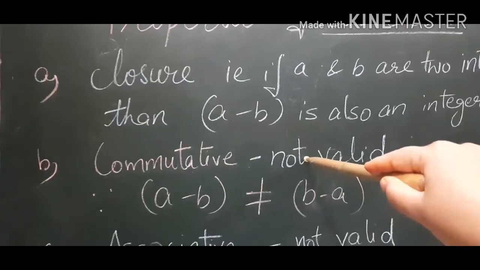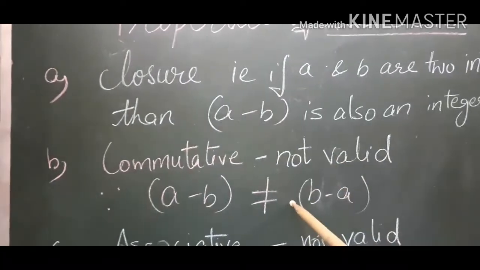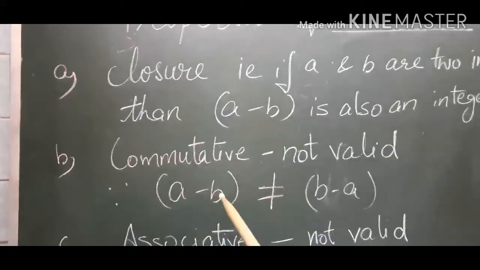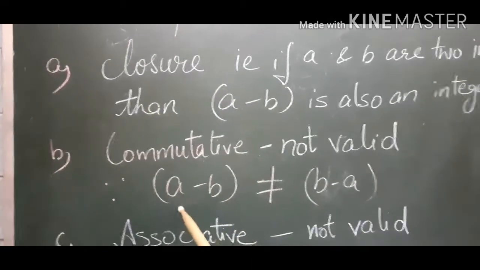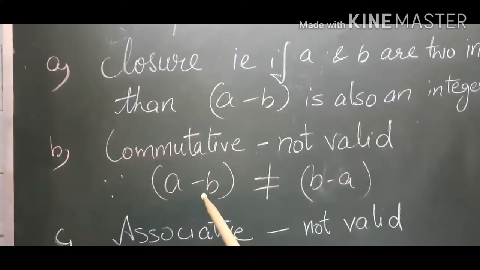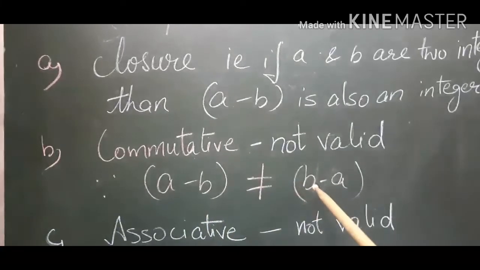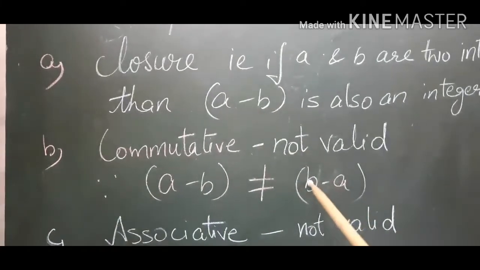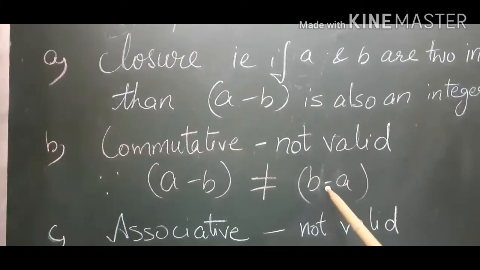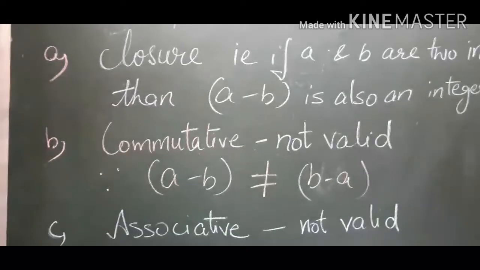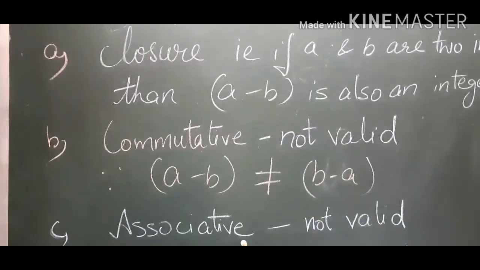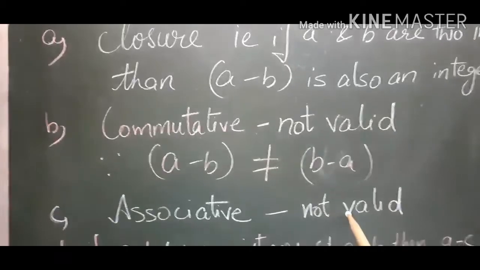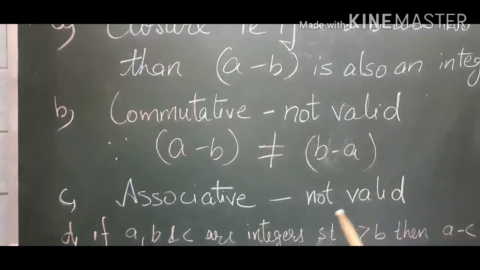I will explain this by using an example. If I take a as 2, b as 3, what is the subtraction of these two? It is minus 1. But when you subtract 2 from 3, it gives you positive 1. So it is not valid. Again, associative property is also not valid in case of subtraction.